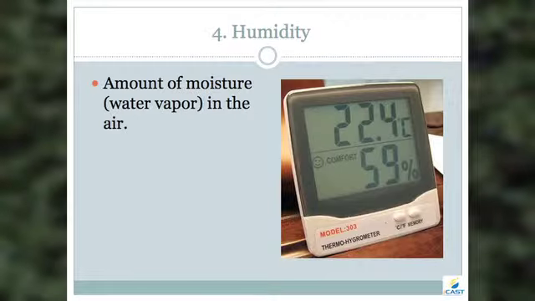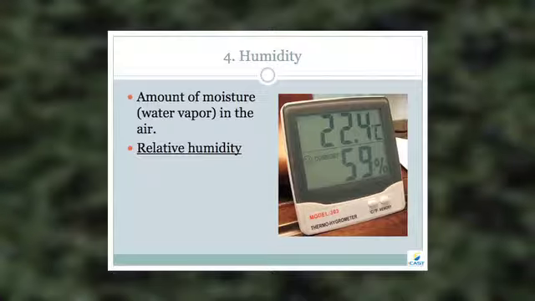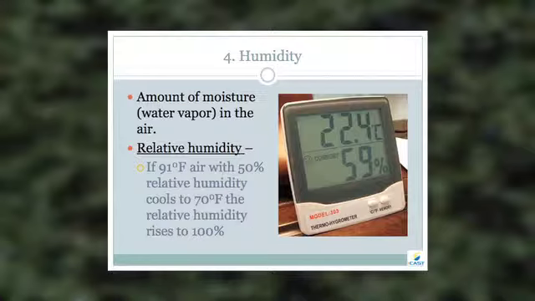Humidity is the amount of moisture or water vapor in the air. Relative humidity is the amount of water in the air relative to the amount of water the air could hold, measured in percentage. Relative humidity is the amount of water in the air relative to the amount of water that the air could hold. As the temperature of air goes up, the amount of water it can hold also goes up.